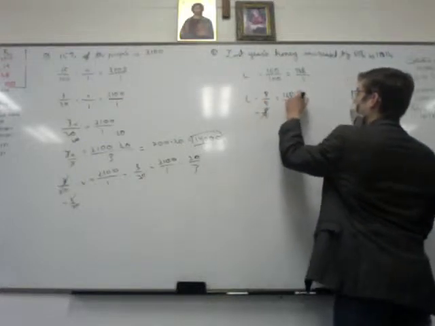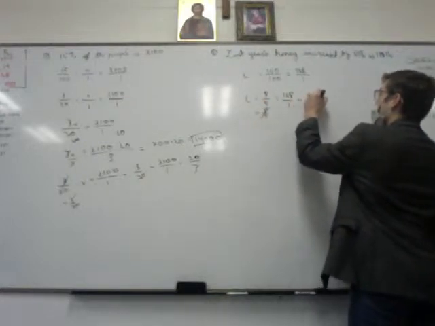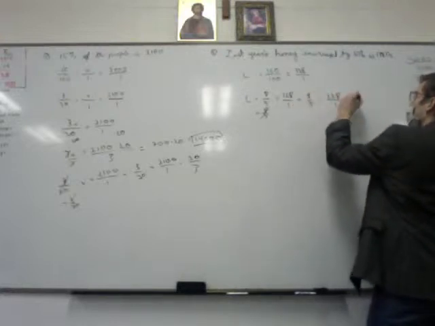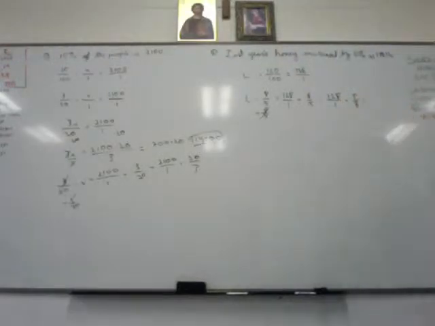Flip it. 128 times 5 over 8. Right, keep, change, flip: 128 times 5 over 8. Now what do we do? Simplify if you can. Can we simplify here? Yes. What can we simplify?